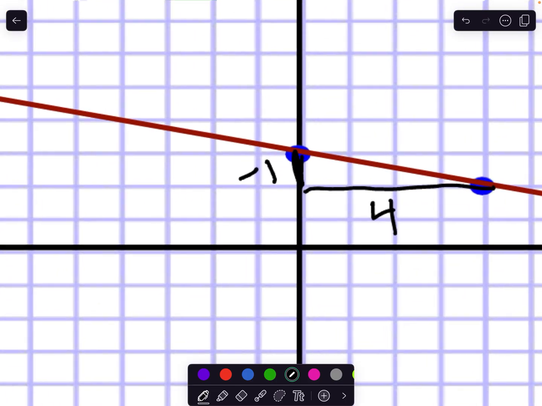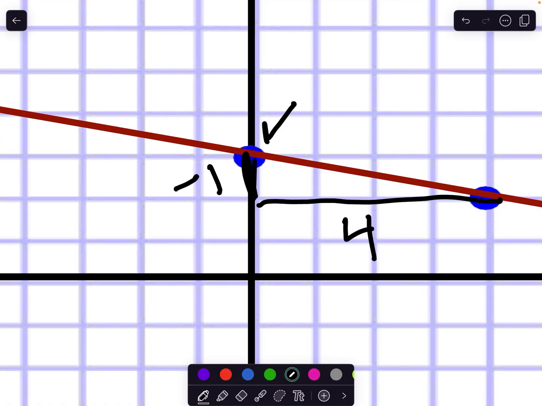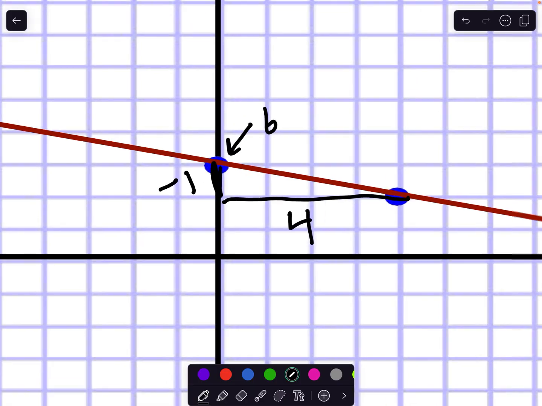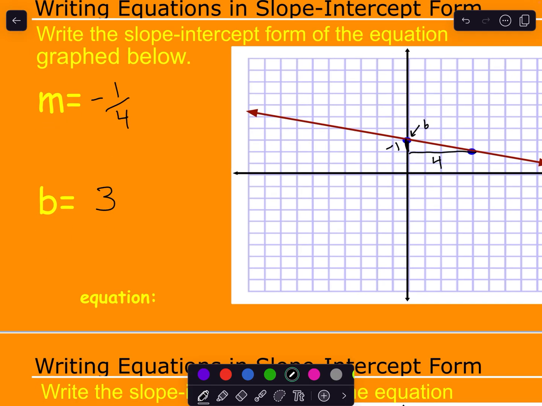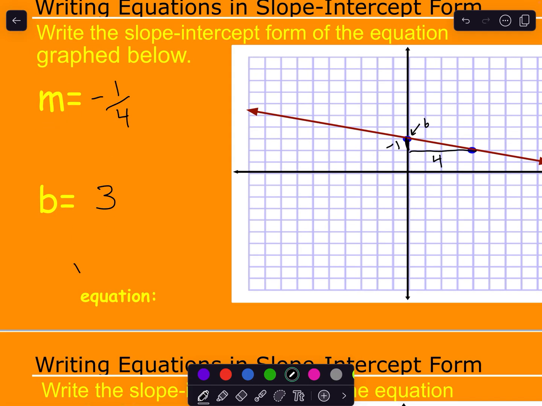The b is the point where it crosses the y-axis. That's right here. B looks like it's 3. It's 3 spaces above the origin. So if I have to write the equation now, I would say it's got to be like this, right?